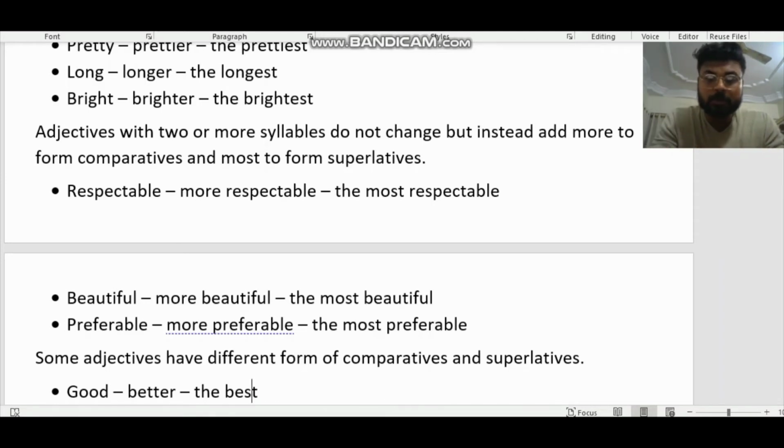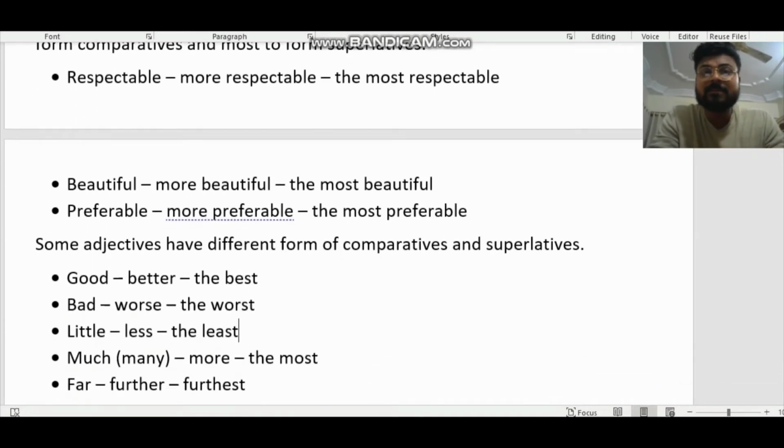Okay, so moving on to the next part. Some adjectives have different forms. They're also called irregular adjectives. Irregular doesn't mean the adjectives that do not come regularly. Of course not, right? These are the adjectives that change their entire word. Good into better, then the best. Bad, worse, the worst. Little, less, the least. Much or many, more, the most. Far, further, and furthest. So it's going to be like this.